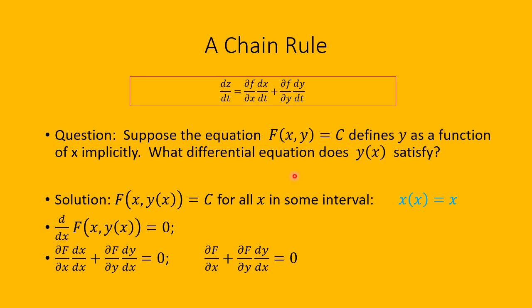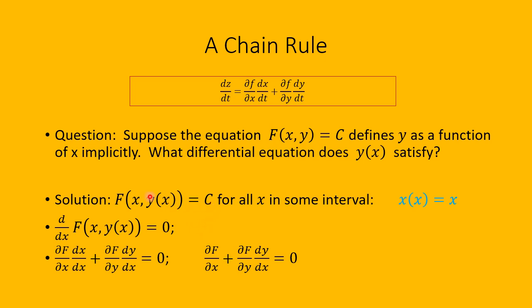So if y of x is a solution to this equation up here, that means that capital F of x comma y of x equals this constant c for all x in some interval. Well, in this function, x is a function of x, and y is a function of x also. In fact, we could say that x of x is just x. We can think of this as the identity function.